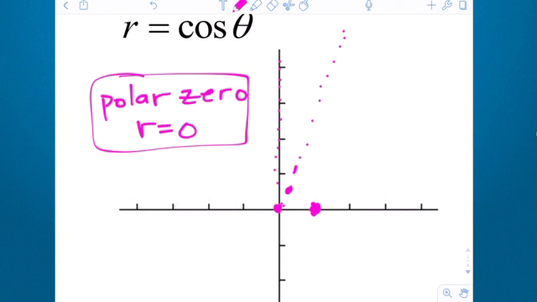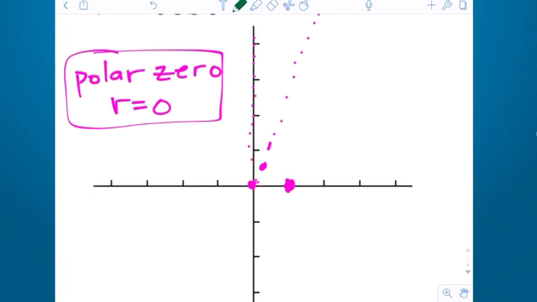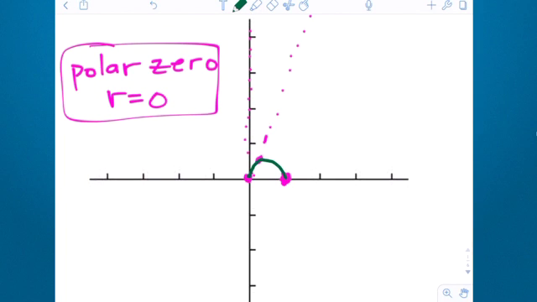So notice what I've done as this thing rotates through 90 degrees, essentially, from 0 to pi/2. My radius has gone from 1 and it's decreased down to 0. So there is some idea of direction as well as path. We're tracing it out, in this case, counterclockwise.